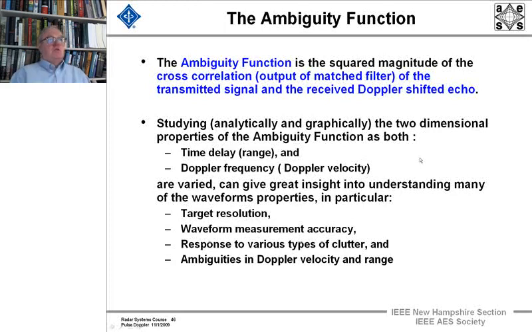Studying this two-dimensional plot of the ambiguity function as a function of Doppler and the delay time range of the target, studying it analytically and graphically in 2 dimensions is what we're going to do, as a function of the time delay, which is range, and the Doppler frequency, which is the Doppler velocity. It gives us great insight into understanding many of the waveform's properties, in particular the target resolution with a given waveform, the waveform measurement accuracy, the response to various types of clutter, and the ambiguities that you're going to have in range Doppler space.